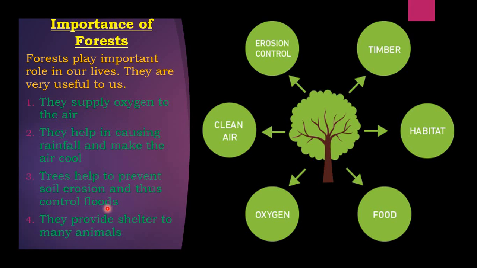Many people can take shelter on the trees, but nothing is there. Nothing there means so many things can happen. So this is the good. By nature, the trees help to prevent soil erosion and thus control the floods. Then the last point: they provide shelter to many animals. Yes, of course. Since there are forests, we have varieties of animals, because they provide shelter to the many animals.